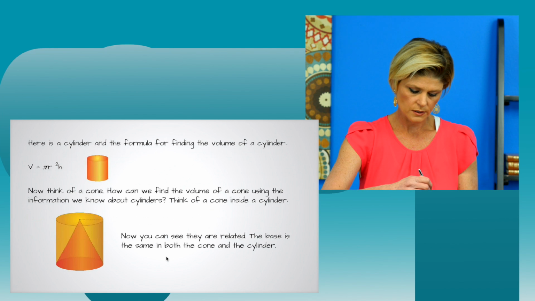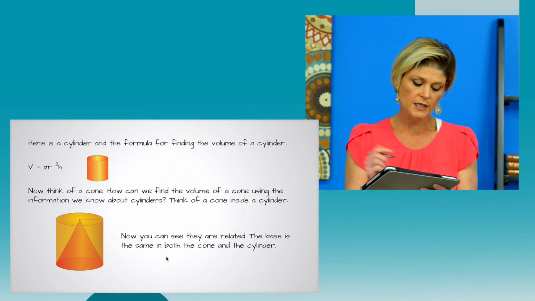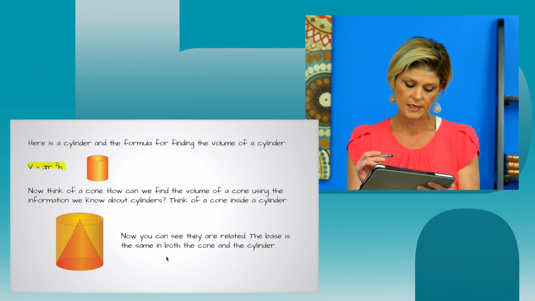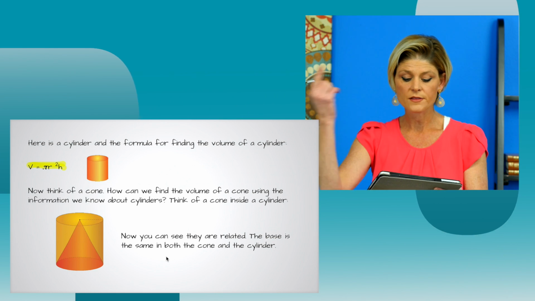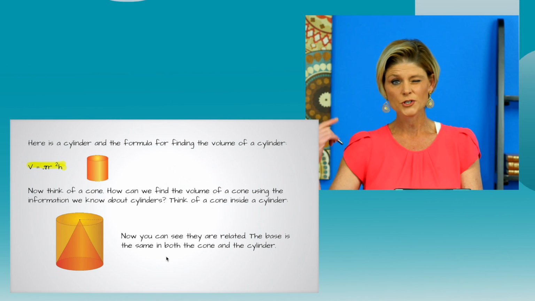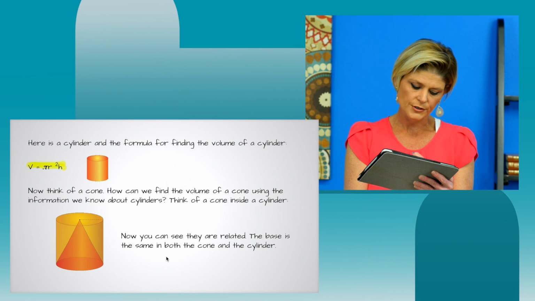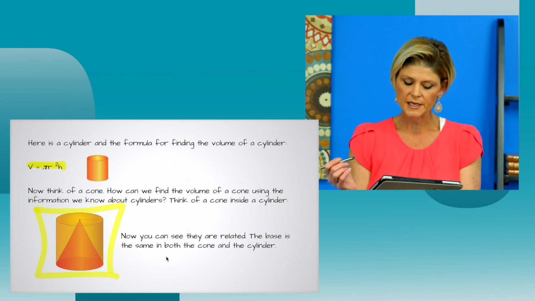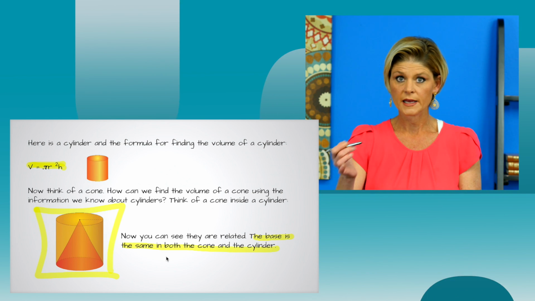Let's take a look. Okay, so here's a cylinder, and the formula for finding the volume of a cylinder is volume equals pi r squared h. Now, think about a cone. How can we find the volume of a cone using the information we know about cylinders? Think about a cone inside a cylinder. You can see I have that in the picture here. You can see that they're related, and the base is the same in both the cone and the cylinder.